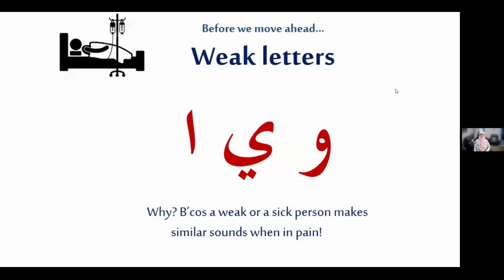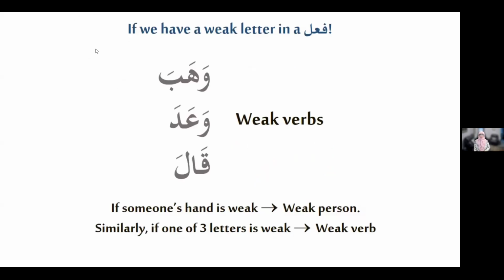So let's quickly revise what is a weak letter. Weak letter is waw, ya, alif. Why? Because when a person is very sick, when he's in pain, he'll say ooh, ee, ah. So just remember that was my like a joke for you. Wow, ya, ah, ooh, ee, ah. So you'll remember wow, ya, and alif, hamza. We have a weak letter in the fa'ala.